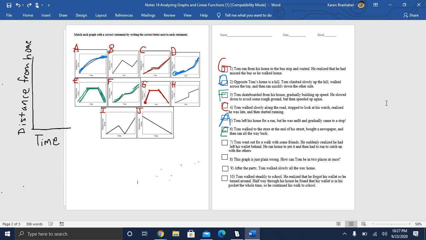For number 7, it says Tom went out for a walk with some friends. He suddenly realized he had left his wallet behind. He ran home to get it and then had to run to catch up with the others. So this is one where he's going to start off getting farther from his house, then going back to the house, and then going far away again. And the only graph left that would do something like that is graph I.